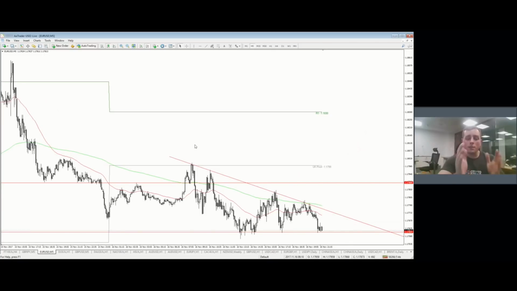If they're not in the same direction, you don't want to trade that currency pair, and you want to look for one where they do fall in line, because once they fall in line, you're going to be in a better position to open those positions.